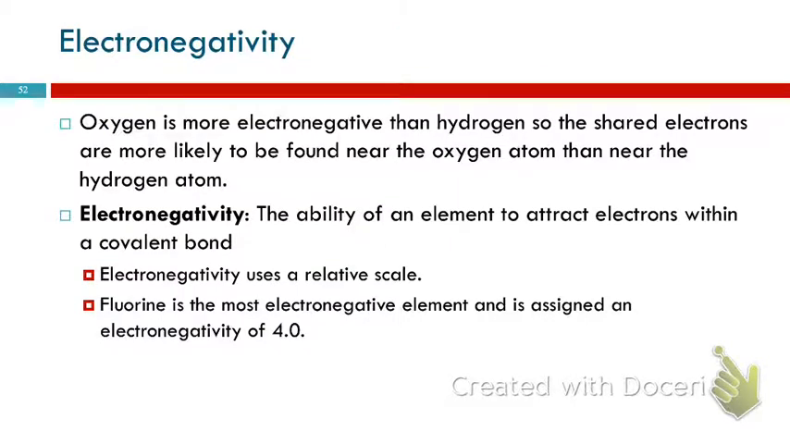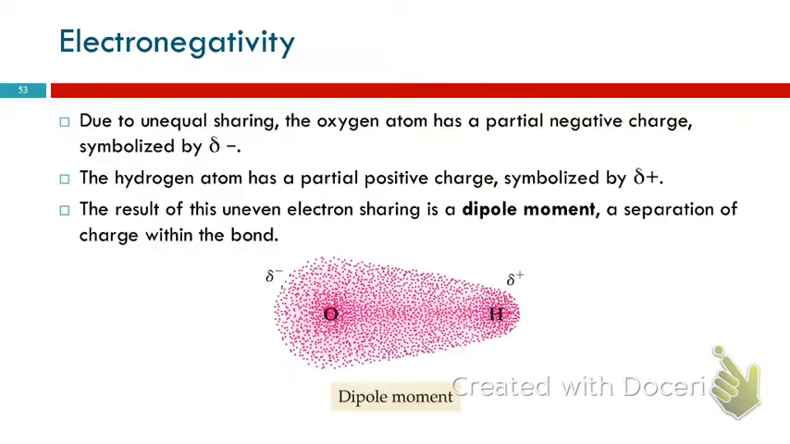Why does oxygen do that? Well, oxygen is more electronegative than hydrogen. Electronegativity is the ability of an element to attract electrons within a covalent bond. It is just a property that we have observed. It's set on an arbitrary, relative scale, and so fluorine is the most electronegative element, and that's given an electronegativity of 4, and then it goes down from there. So electronegativity, the ability to attract electrons in a bond.